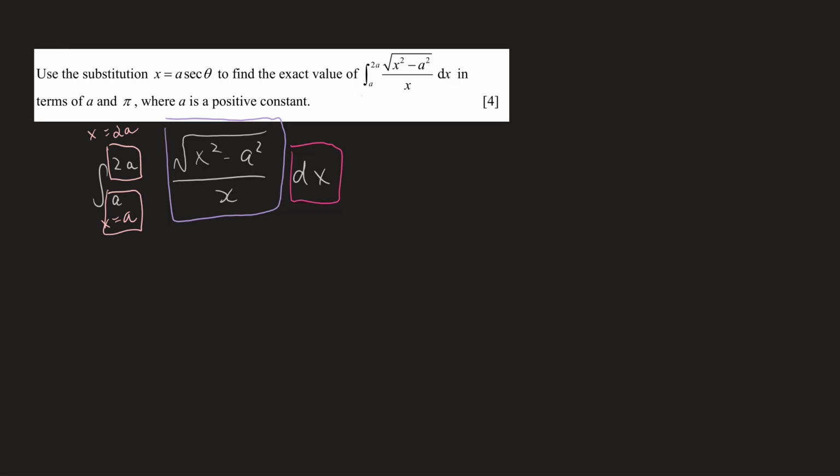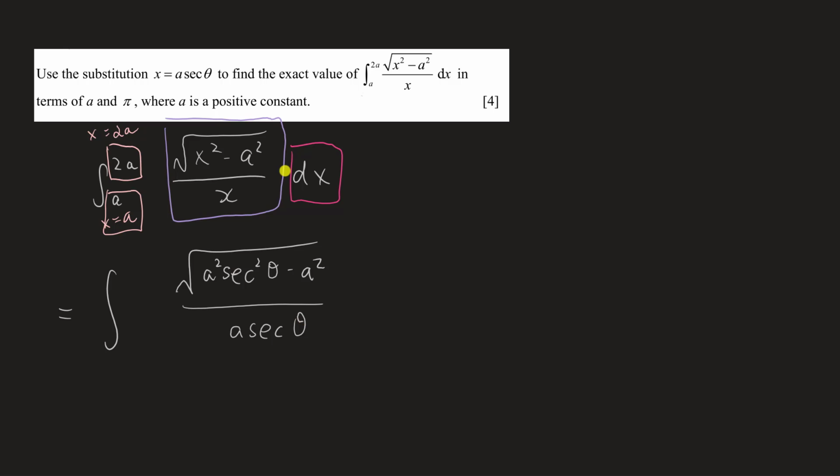So let's do this step by step and fully change this function in x into an entirely clean function in theta. First step, replace the content. I'm going to leave these two blank because I haven't found out what they are in theta yet. Here, I will have a squared secant squared theta minus a squared, divided by a secant theta. Very easy. Every time you see an x, replace it by a secant theta.